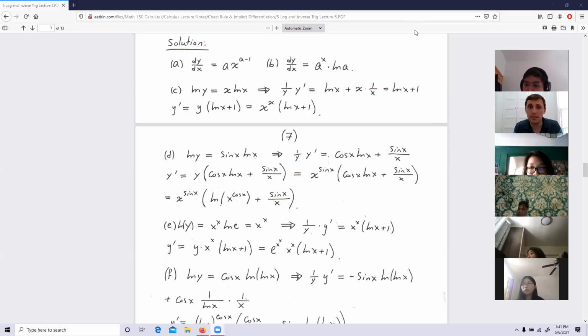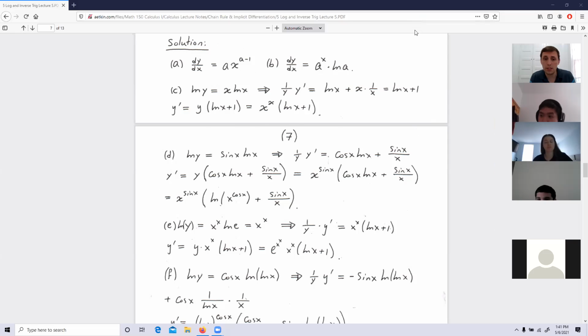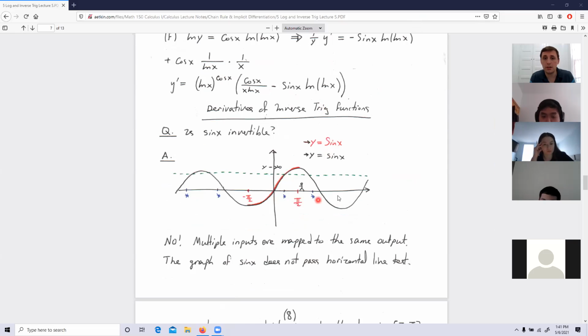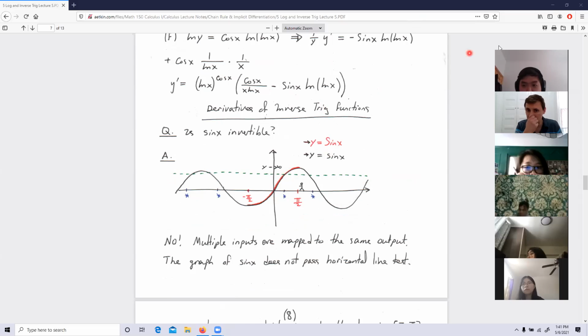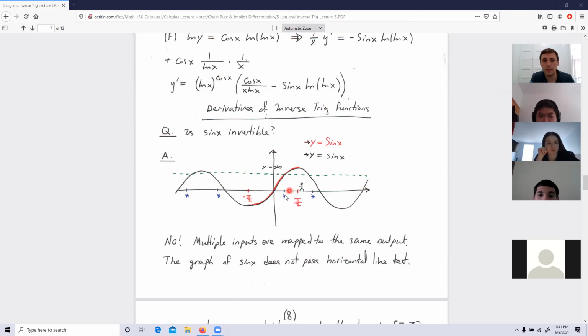It does not pass the horizontal line test. Do you see that? Here is a picture. Here is the curve sine x, and you can see that if I draw this green horizontal line, it intersects the curve multiple times. Do you understand what that means? That means that a given output of sine cannot be traced back to its input. Let's say you see where I place this blue star.